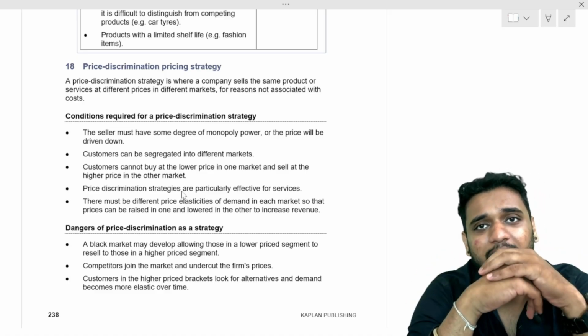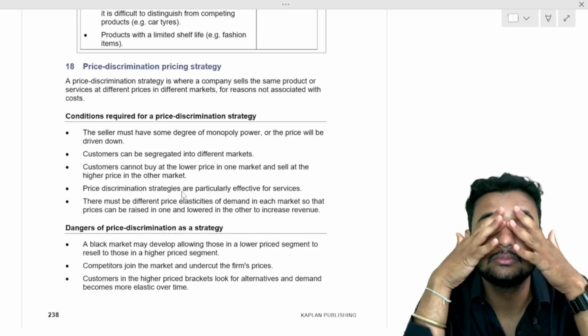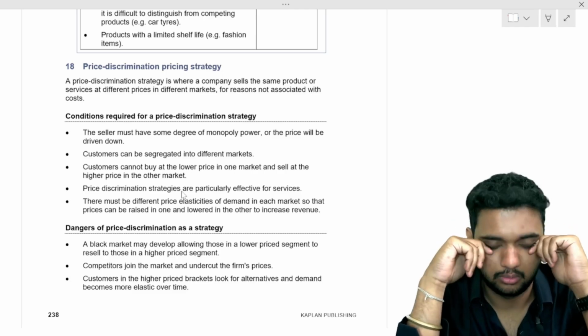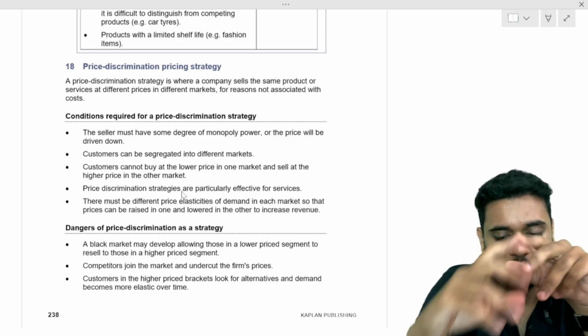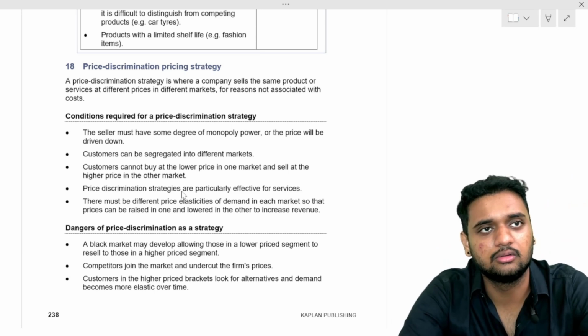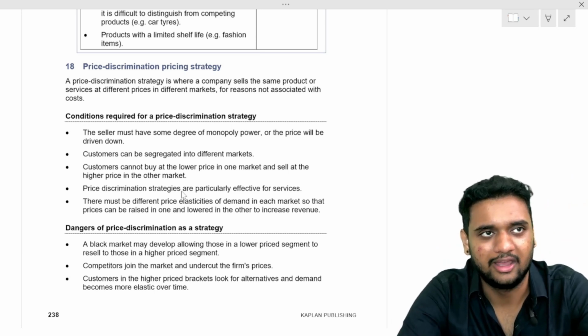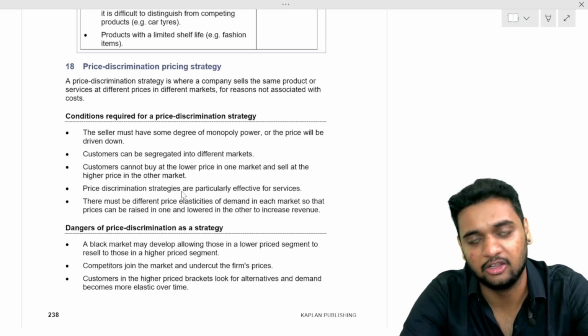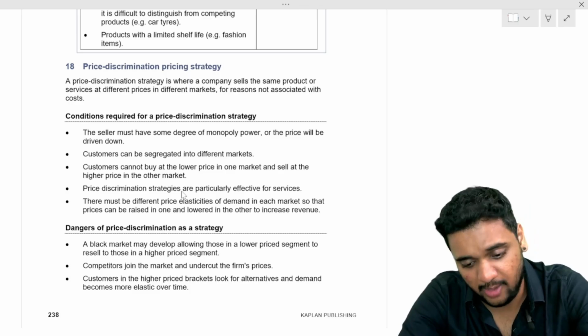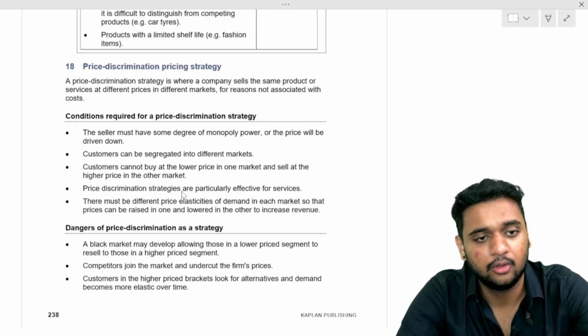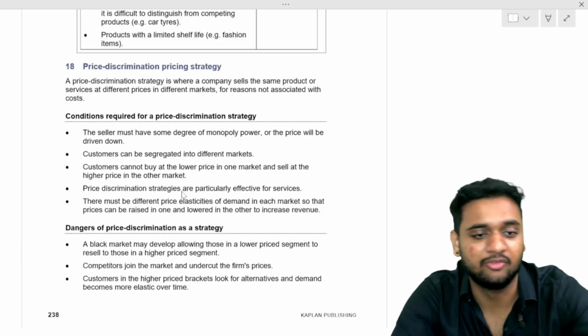For price discrimination, we will take the iPhone. The iPhone is expensive in India and cheaper in Dubai. That's because of government taxes, but we will assume the iPhone manufacturers are deliberately keeping the price expensive in India. There are five conditions you have to satisfy.